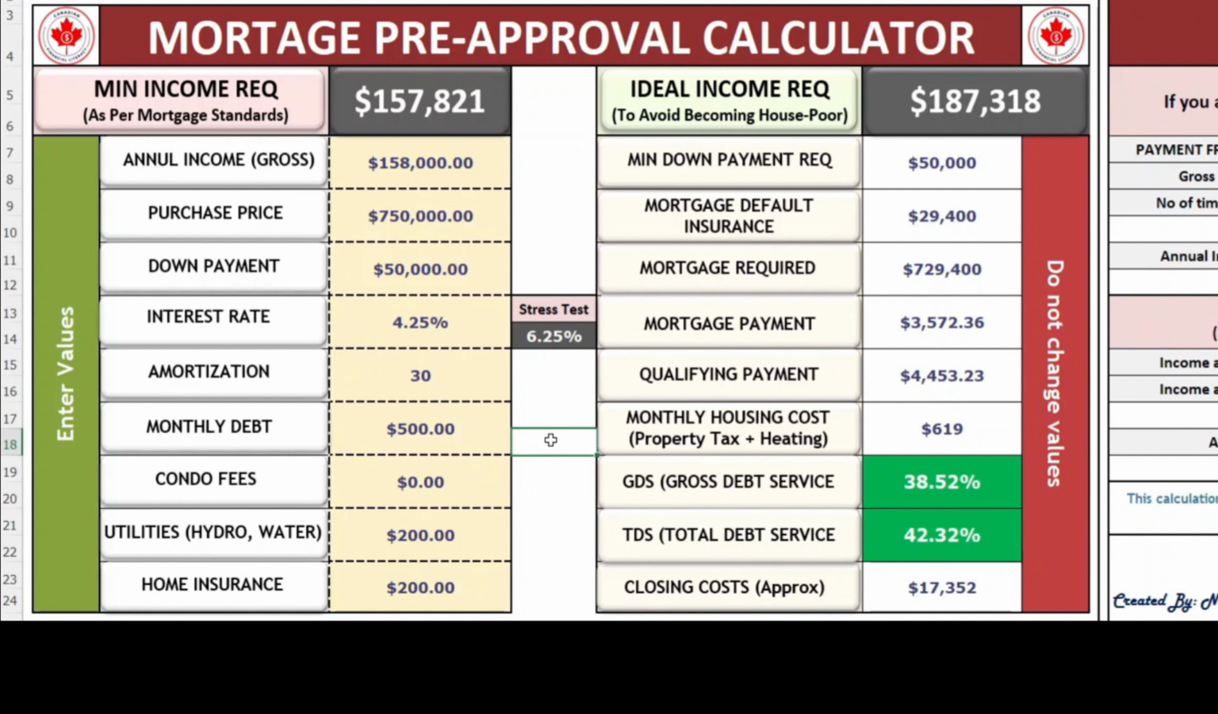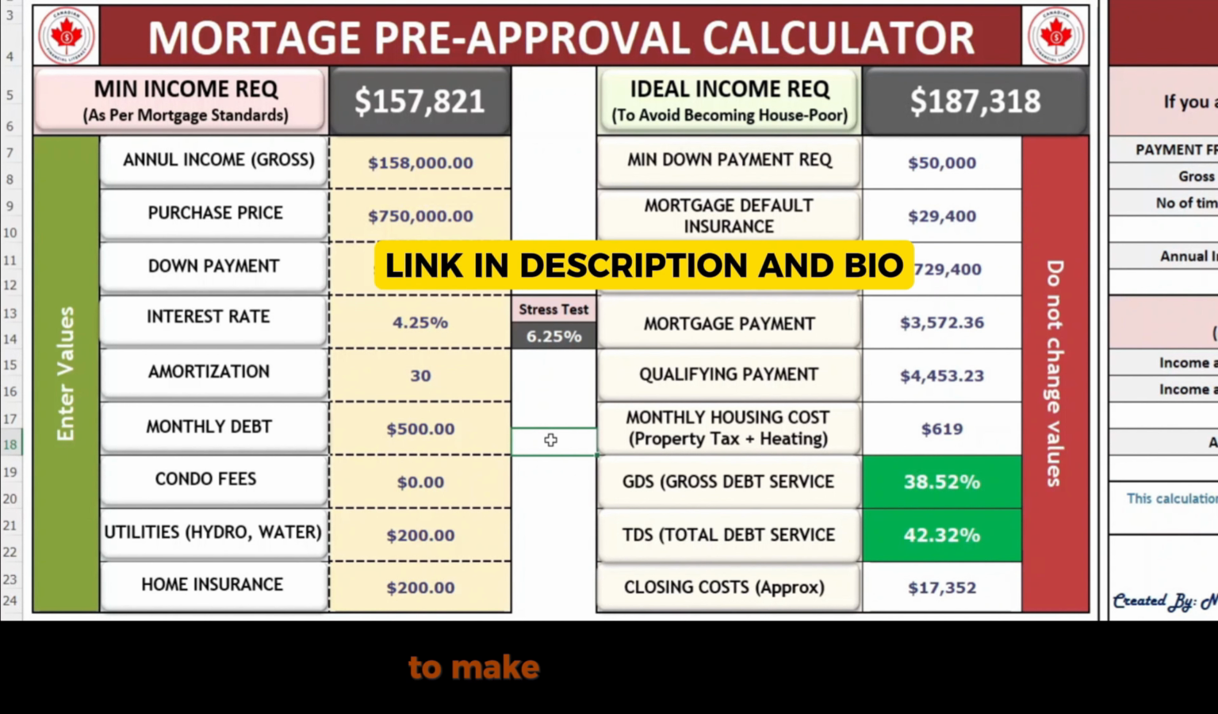If you also want to check how much ideal income is required to buy the home you're looking to get, you can download this planner to make an informed decision.